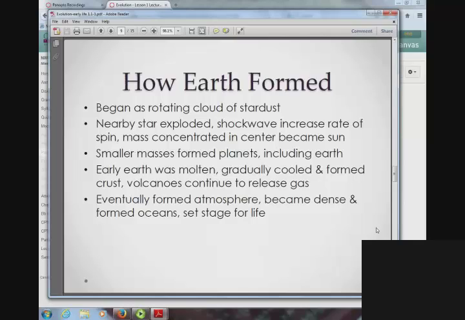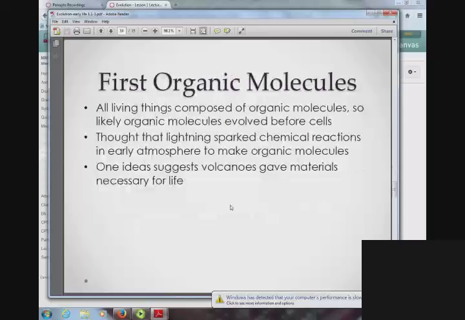In looking at how the Earth was formed, it's thought that it began as a rotating cloud of stardust. A nearby star exploded and created a shock wave that increased the rate of spin. By increasing the rate of spin, the mass concentrated in the center and eventually became the Sun. The smaller masses formed the planets, including the Earth. Earth was originally molten, and then it gradually cooled and formed a crust. The volcanoes continued to release gas from the molten center. Eventually, the atmosphere formed and became dense, and then formed the oceans, which set the stage for life.